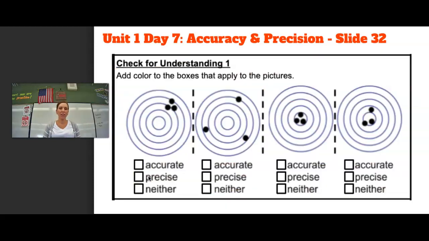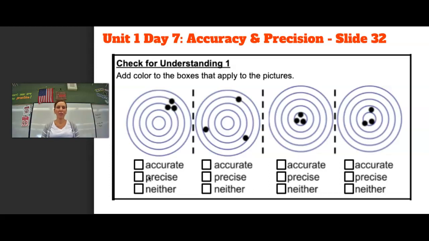So let's check for our understanding. We have 4 different bullseyes here, and we can see dots representing arrows that have hit the target. And so let's use our different words to describe each one of these scenarios. So if we look at the first one, our goal, if we're talking about accuracy, the accepted value would be hitting the center of the target. That's what we want to do. So if we're accurate, we would be hitting that bullseye.